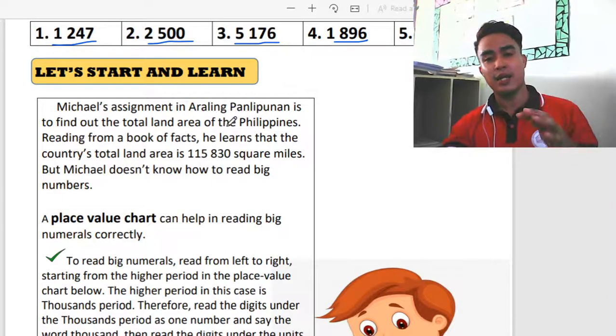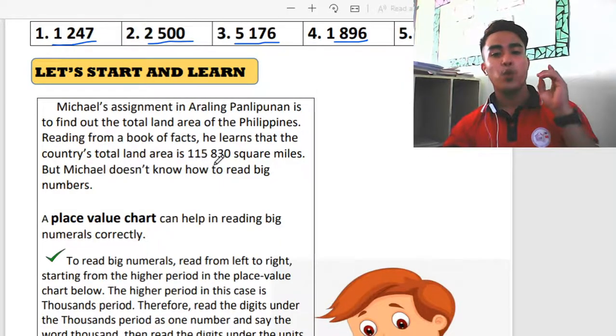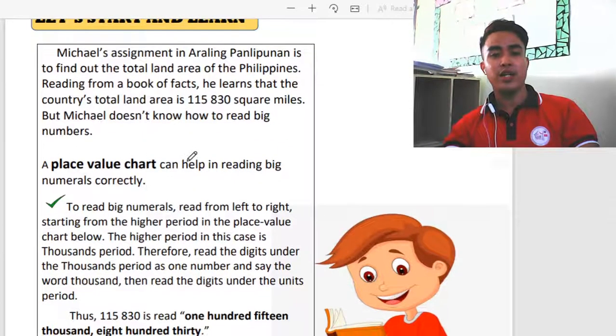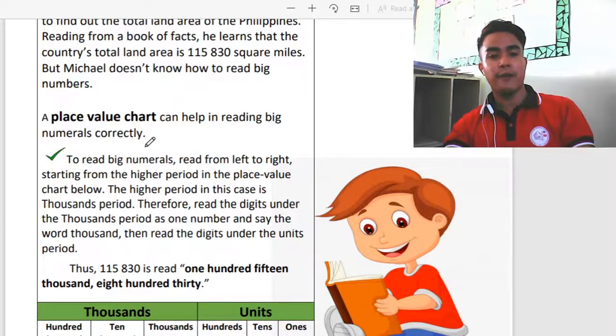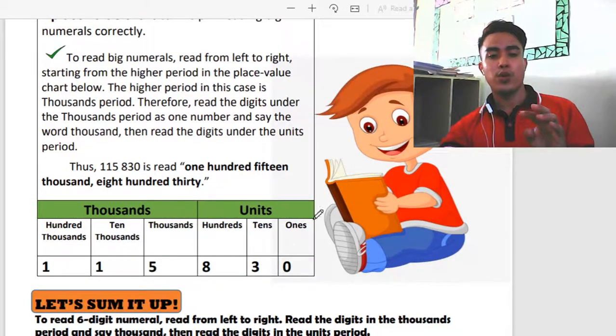Michael's assignment in Araling Panlipunan is to find out the total land area of the Philippines. Reading from a book of facts, he learns that the country's total land area is 115,830 square miles. But Michael doesn't know how to read big numbers. A place value chart can help in reading big numerals correctly.